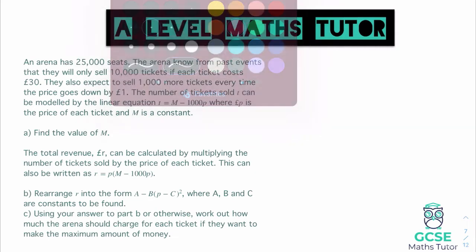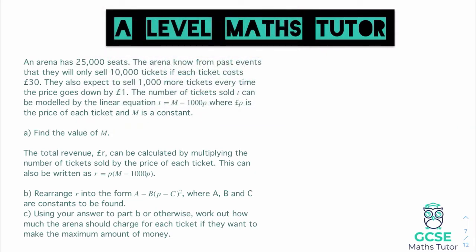So looking at this one then, for starters we've got to find the value of M, and we're given this equation T equals M minus 1,000p, and it says that M is a constant. So we've just got to find out what that number is really, so we need a value of T and a value of P in order to solve that. And if we read our question here, we've been given one of those values. T is the amount of tickets they expect to sell, and we've already been told they know that they're going to sell 10,000 tickets, but on the basis that each ticket costs £30. So we have a value of P as well.